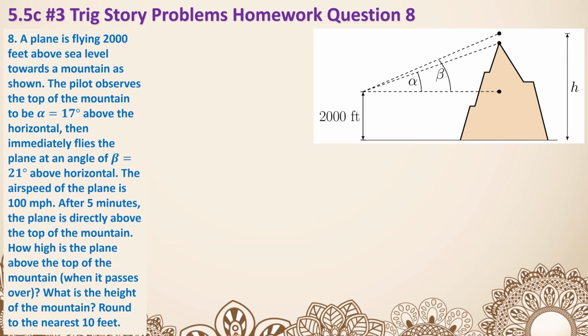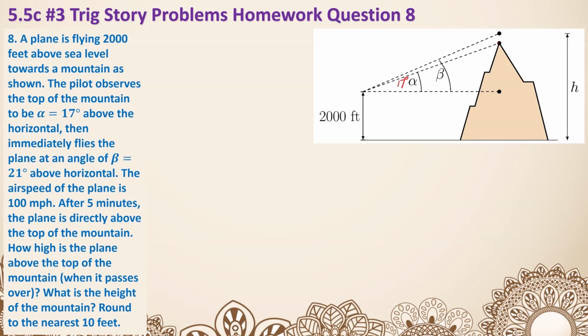So here's question number 8. A plane is flying 2,000 feet above sea level towards a mountain as shown. The pilot observed the top of the mountain to be alpha equals 17 degrees above the horizon. So you can see right here, this is 17 degrees, and that is pointing to the top of the mountain.